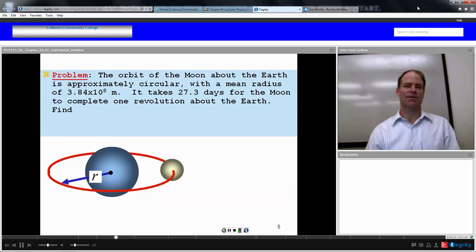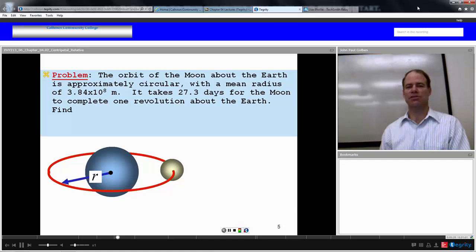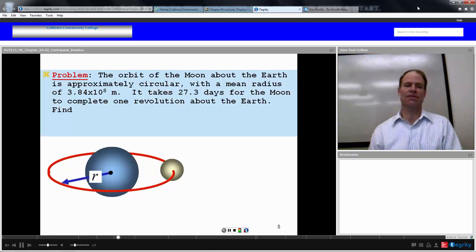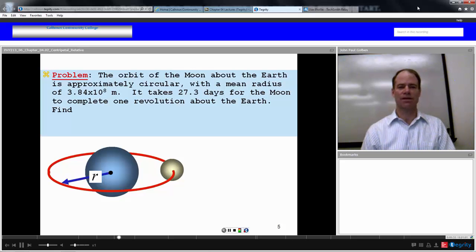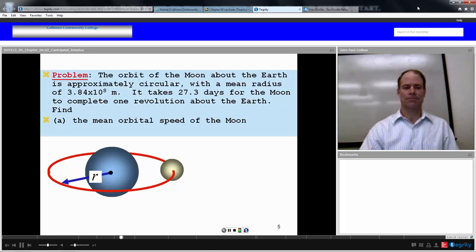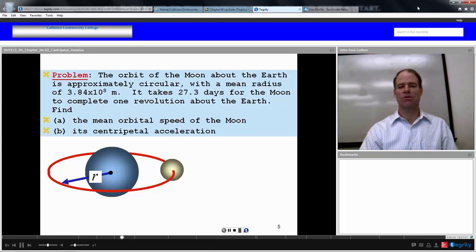Let's try this out. Here's a problem. The orbit of the moon about the Earth is approximately circular with a mean radius of 3.84 times 10 to the 8 meters. It takes 27.3 days for the moon to complete one revolution around the Earth. Find the mean orbital speed of the moon and its centripetal acceleration.